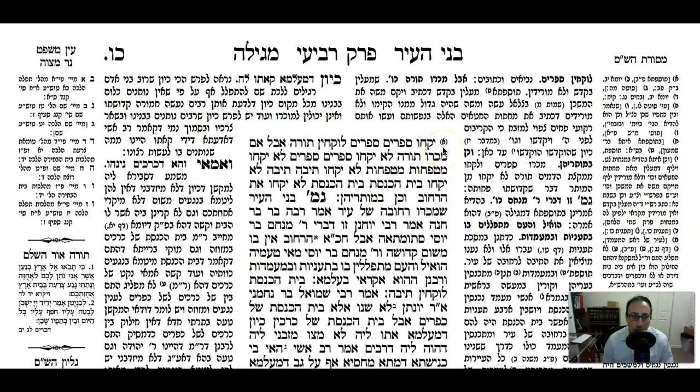We continue now at the top of Daf Chaf Vav, Amud Aleph, in Meseches Megillah. This is Megillah Daf 26a. The Mishnah continues: Yichu Svarim.